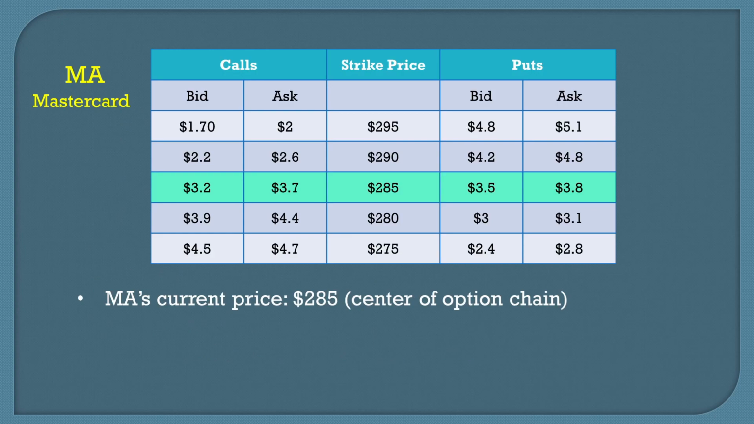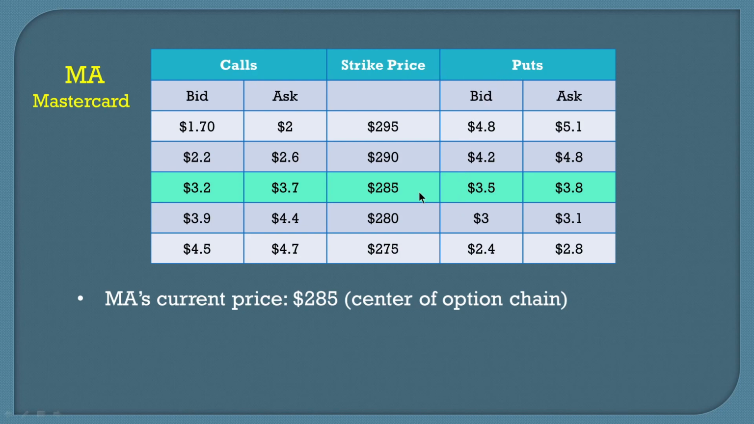Here's an example of how the option chain looks like. Let's imagine that this is the option chain for MasterCard, which is represented by the ticker symbol MA, and that the current price for MasterCard is $285. The strike prices are shown in the center, and the current market price of MA will be shown in the center of all the strike prices. The calls and puts will be shown on the sides.